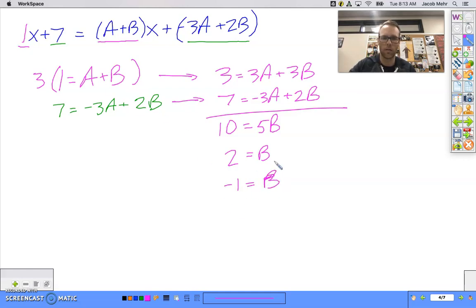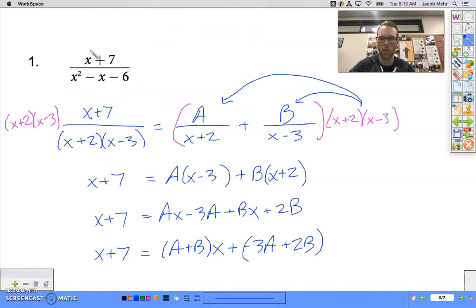Oops, I wrote a b there. Negative 1 plus 2 is 1. And there we have it. Okay. What did we start with? We started with this. Okay. Notice that left side works all the way through. We broke it into this equals a over x plus 2 plus b over x minus 3.